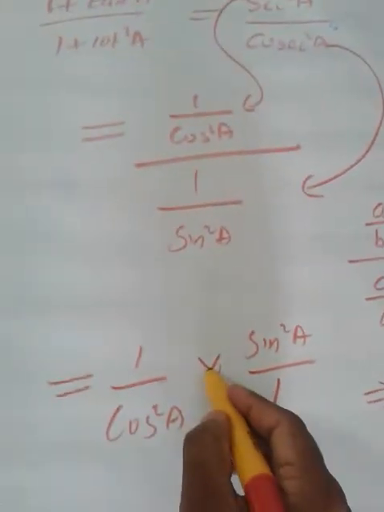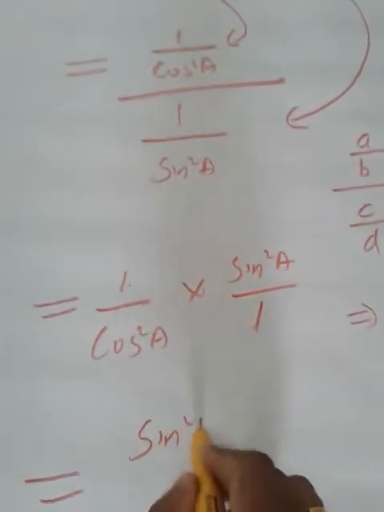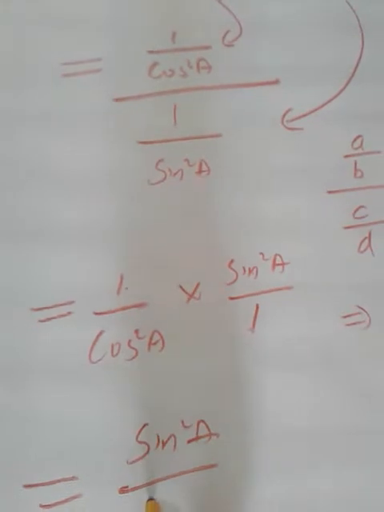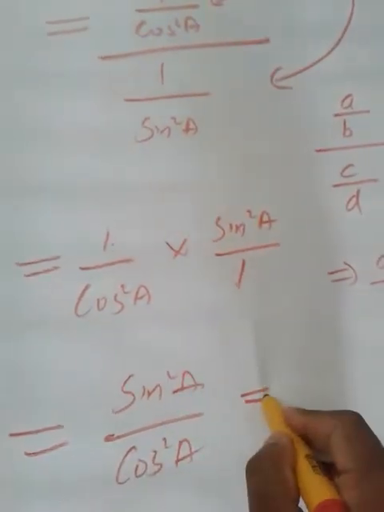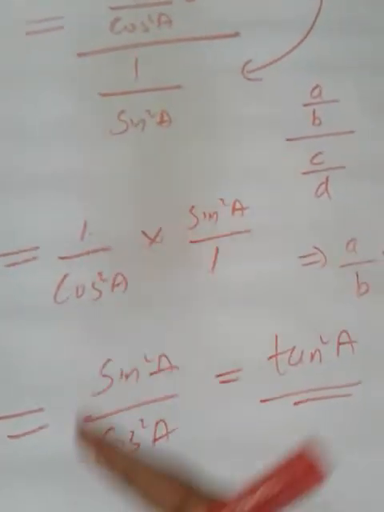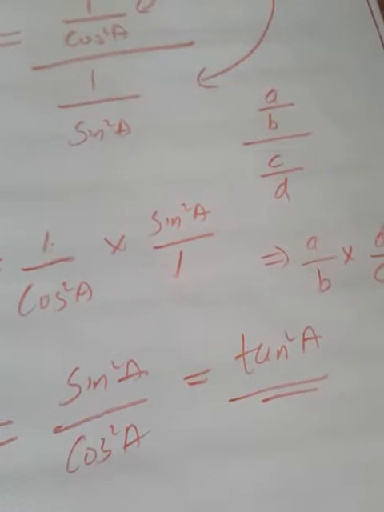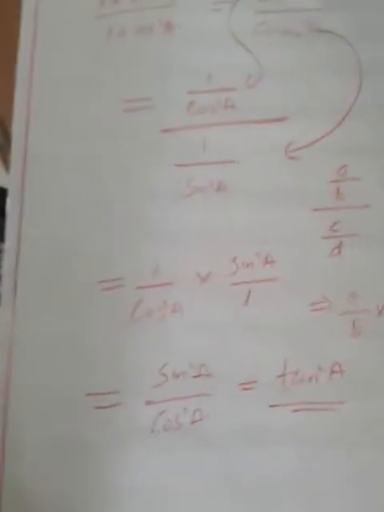Since it is multiplication, just multiply the numerators and multiply the denominators. 1 into sin square A is sin square A, by cos square A into 1 is cos square A. Then what will be sin square A by cos square A? Tan square A. Why? Because sin by cos is tan, no? So sin square A by cos square A will be tan square A. So we got the answer as tan square A. How simple is this question?